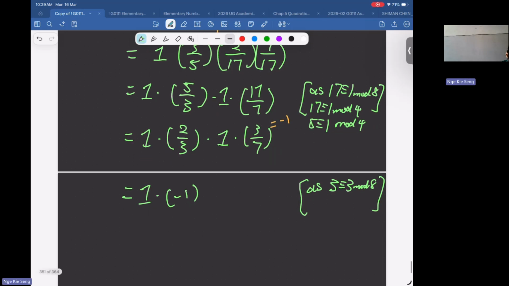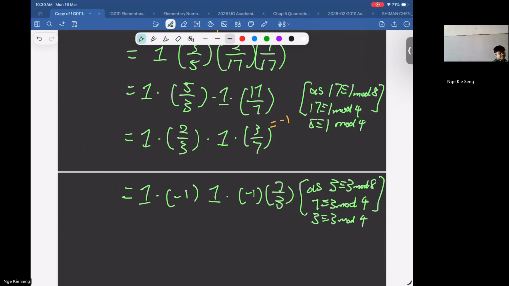So for (3/7), we're going to use the law of reciprocity again. But then 7 is congruent to 3 mod 4, and 3 is also congruent to 3 mod 4. So there's a minus here, and you have -1 times (7/3). Altogether you get (4/3), which is (2/3) squared, which is 1.